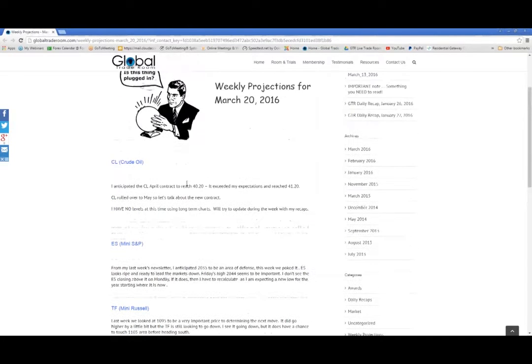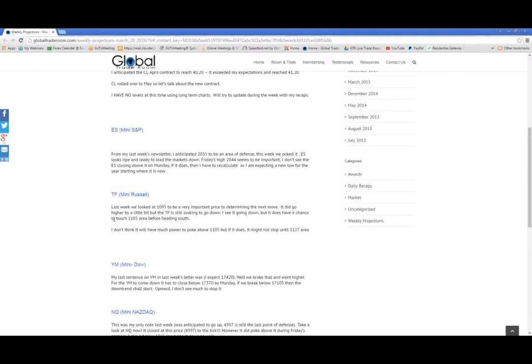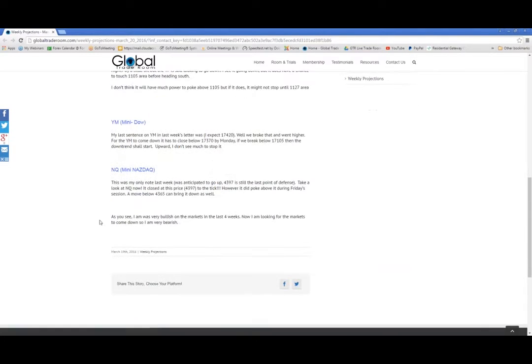I said in my newsletter, and you can read this whole thing, that the TF, the Russell, touched 1105, and I was anticipating it to come back down from there. Last week I said 1095 would be the top, the week before, and it was the top for a full week. And at the end of my newsletter, of my projection, this is what I said. As you all see, I was very bullish on the market for the past 4 weeks, because I've been sending this for a while. For the past 4 weeks, I said I was very bullish. Now, and this is this past week, I said now I am bearish.